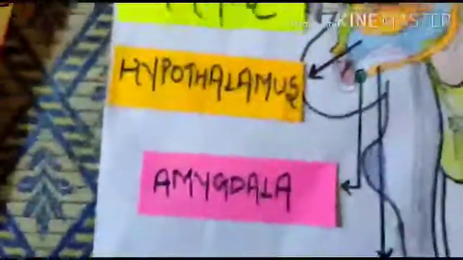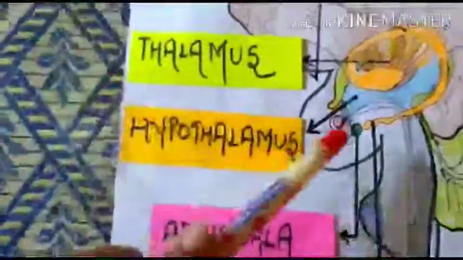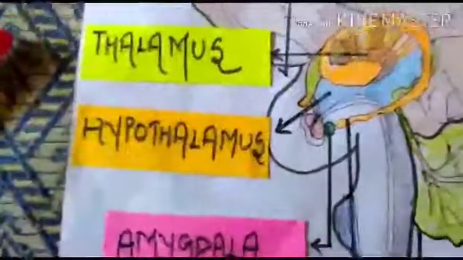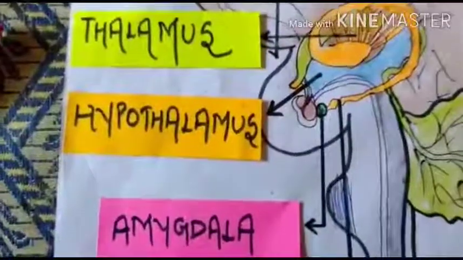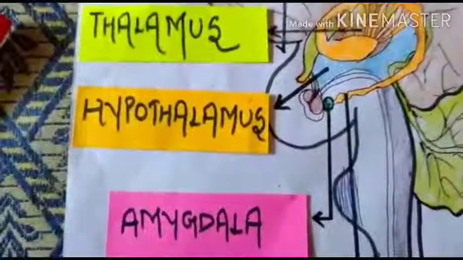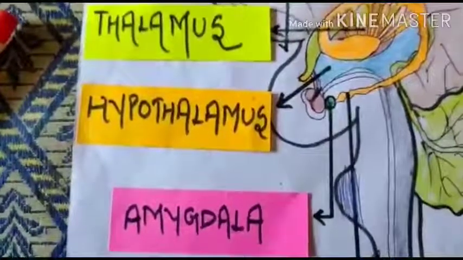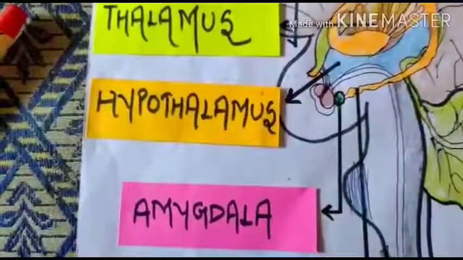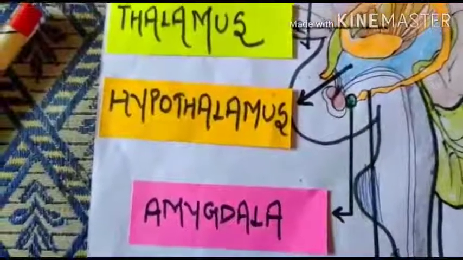Next one is the hypothalamus. This one, blue colored, shown here is the hypothalamus. At the base of the brain, near the pituitary gland, it releases hormones regulating body temperature. It is the link system between the nervous and the endocrine system.